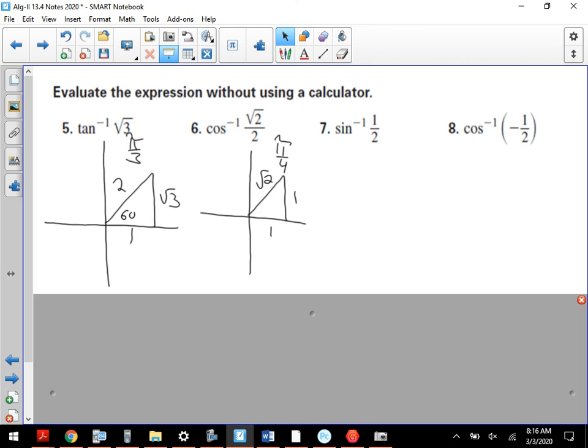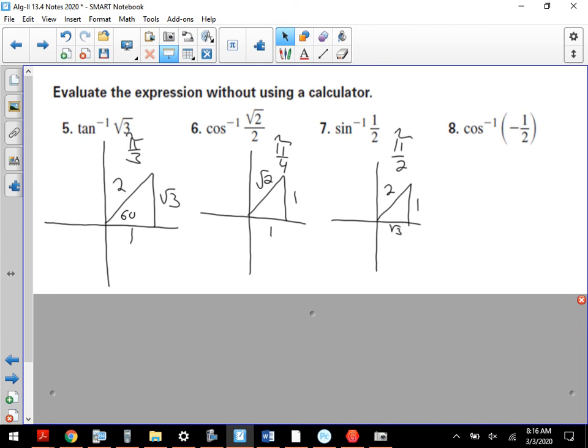Inverse sine. What angle has a sine of 1/2? Again, sine is opposite over hypotenuse. It's first quadrant because it's positive. So your opposite is 1, your hypotenuse is 2, which means the root 3 is your adjacent. What angle is that? 30. Your answer is pi over 6. Good.